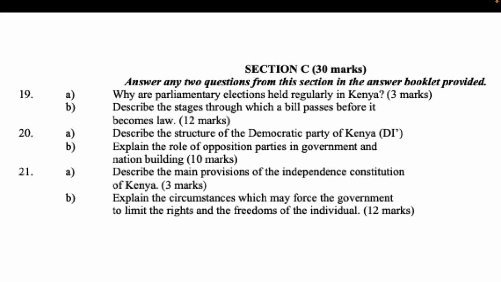10 marks. 21. A. Describe the main provisions of the Independence Constitution of Kenya. 3 marks. B. Explain the circumstances which may force the government to limit the rights and the freedoms of the individual. 12 marks.